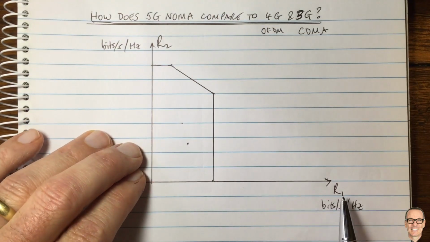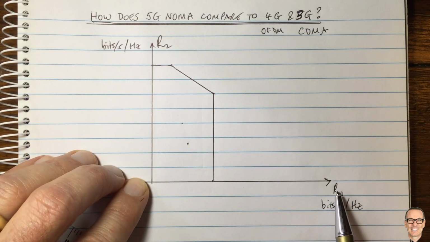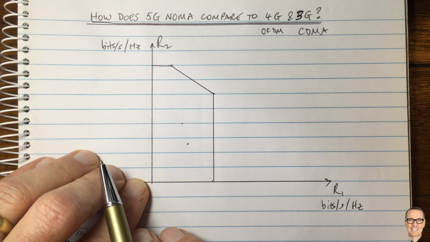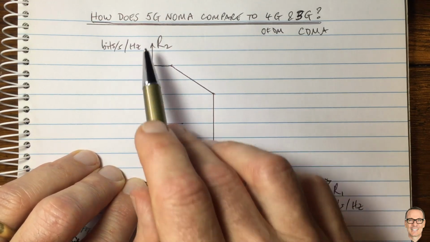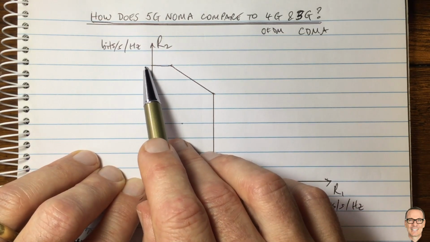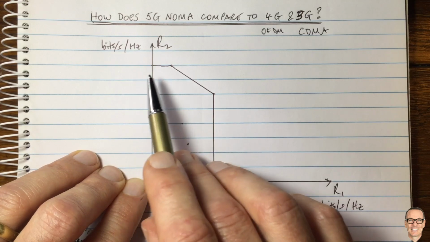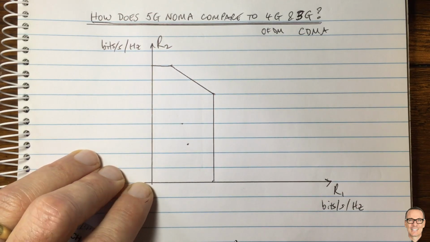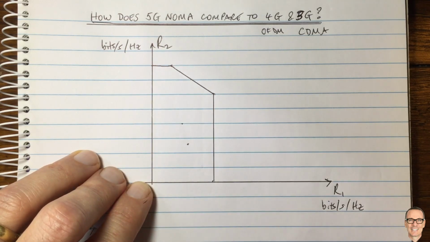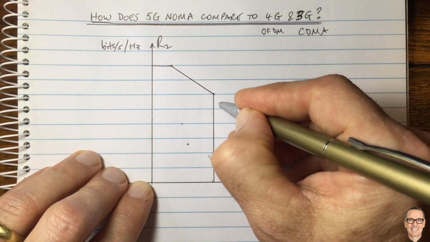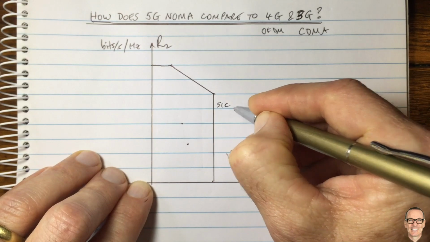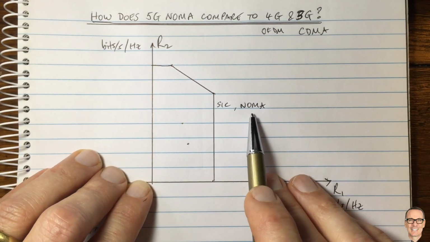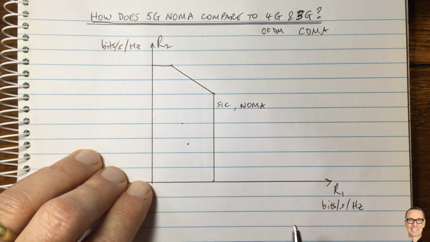So here's our rate region: the rate that can be achieved by user 1 in this direction, the rate that can be achieved by user 2 in this direction, and I've drawn it for a scenario where user 2 is received with higher power. So potentially user 2 is closer to the base station than user 1. And so here's our rate region for the successive interference cancellation. This is in NOMA. Okay, so let's think about how it compares to these previous schemes.